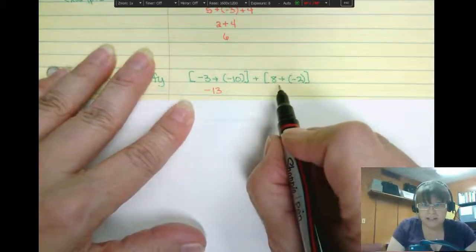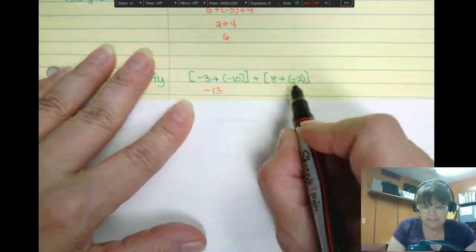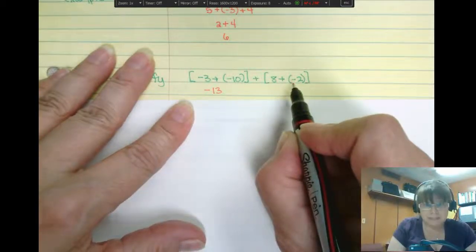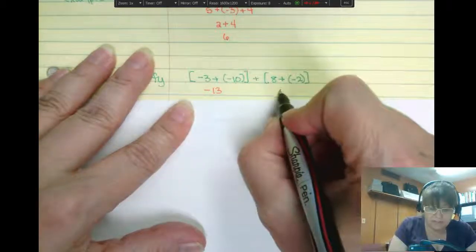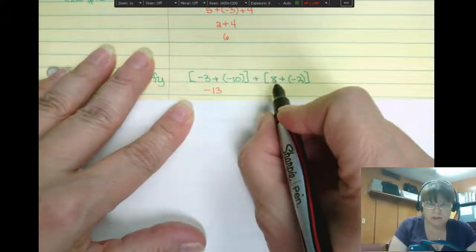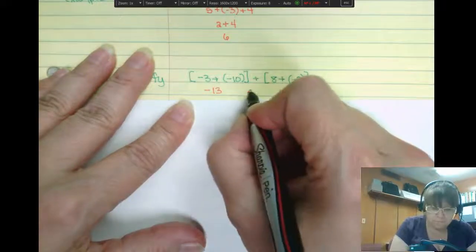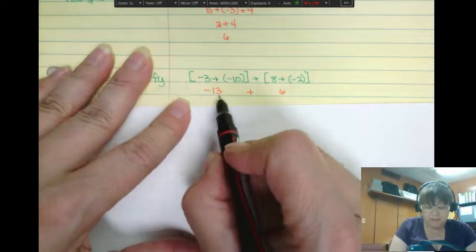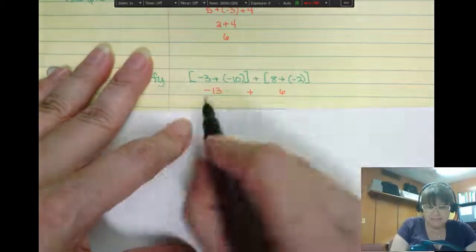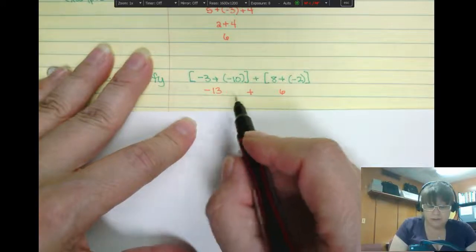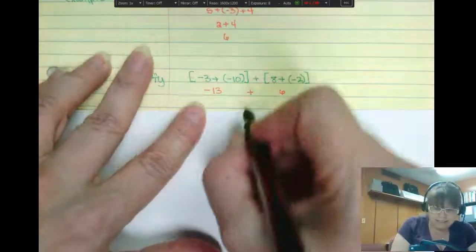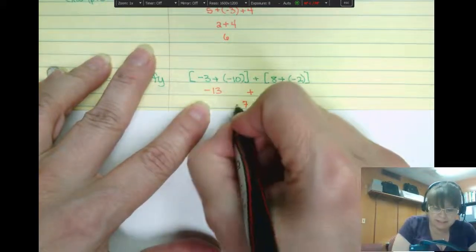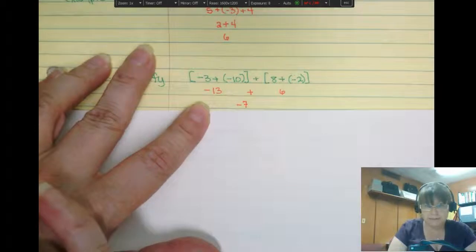Let's do the other set of braces, which is 8 plus a negative 2. They're different signs, so we take the difference, 8 minus 2, which is 6, and we keep the sign of the larger number, which is 8. Now we have a new equation of negative 13 plus 6. Different signs, so we take the difference. 13 minus 6 is 7, and 13 is bigger than 6, so our end result is negative, negative 7.